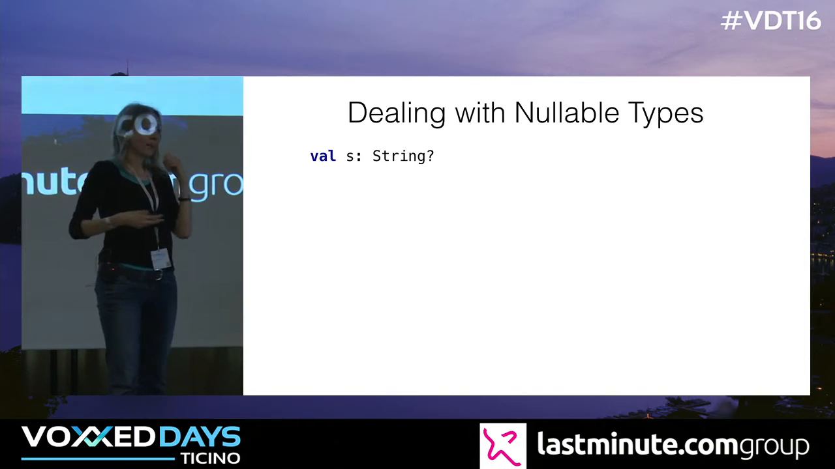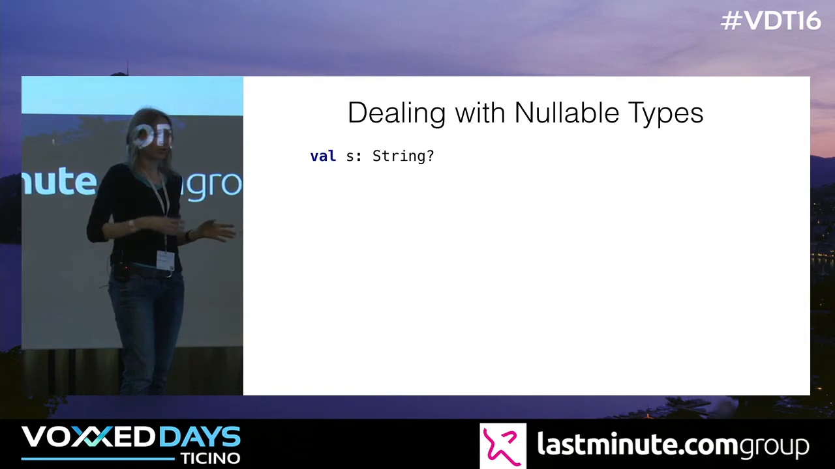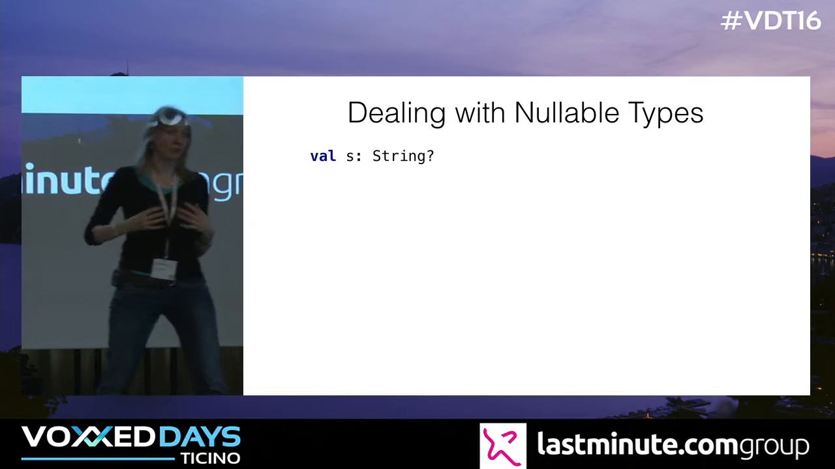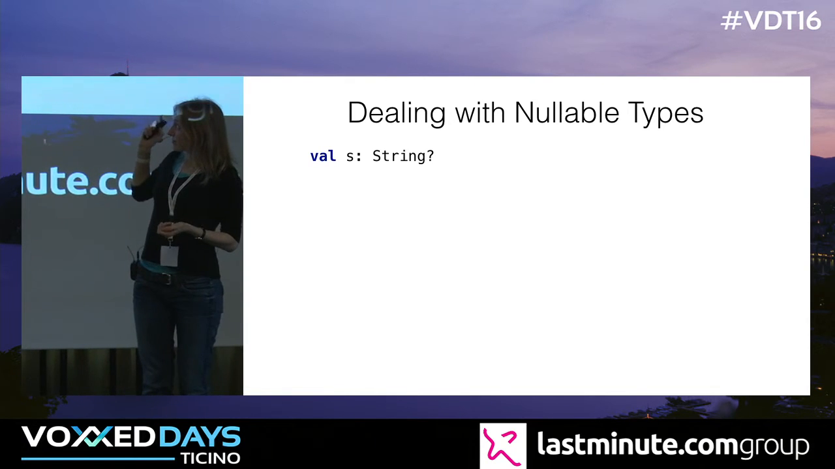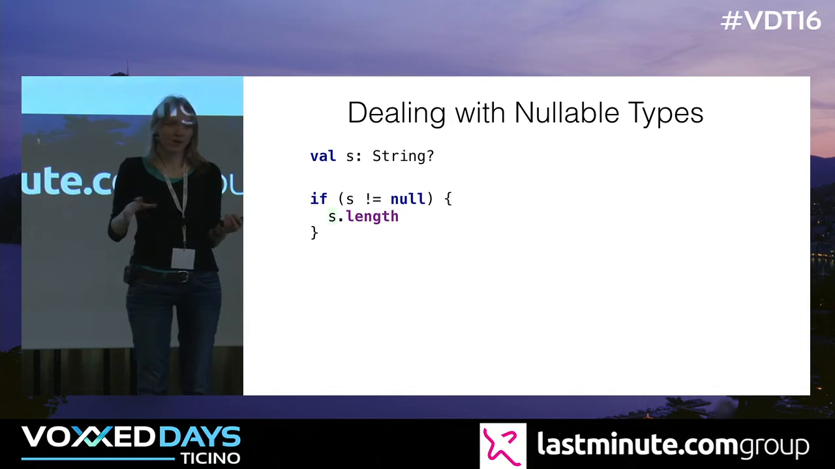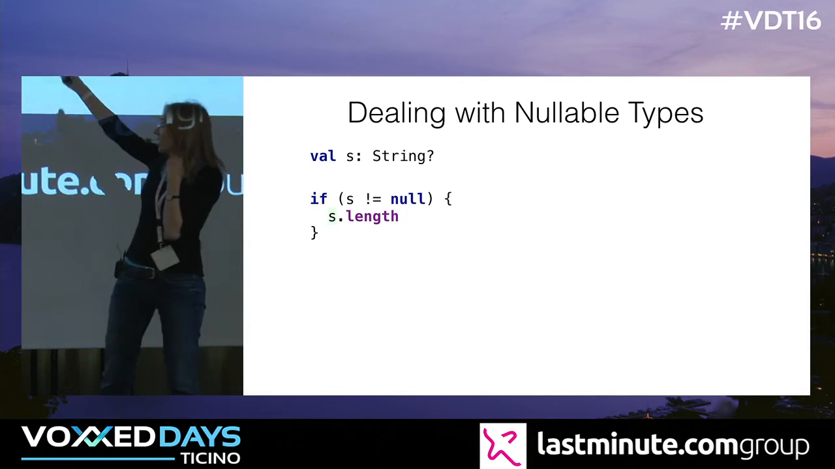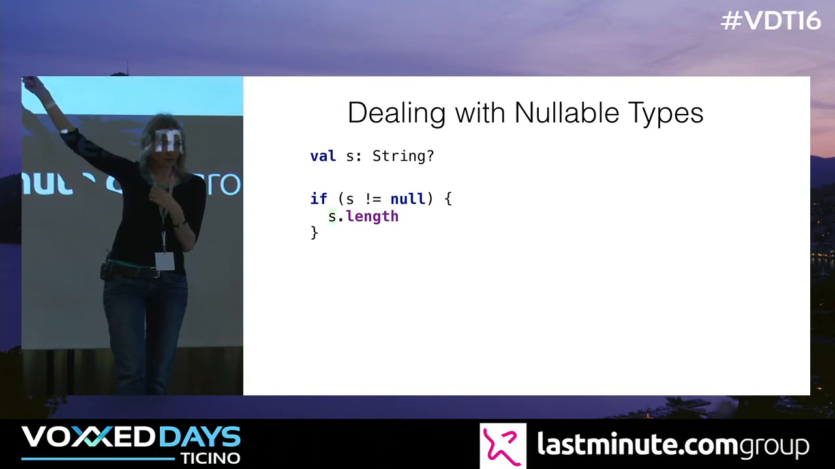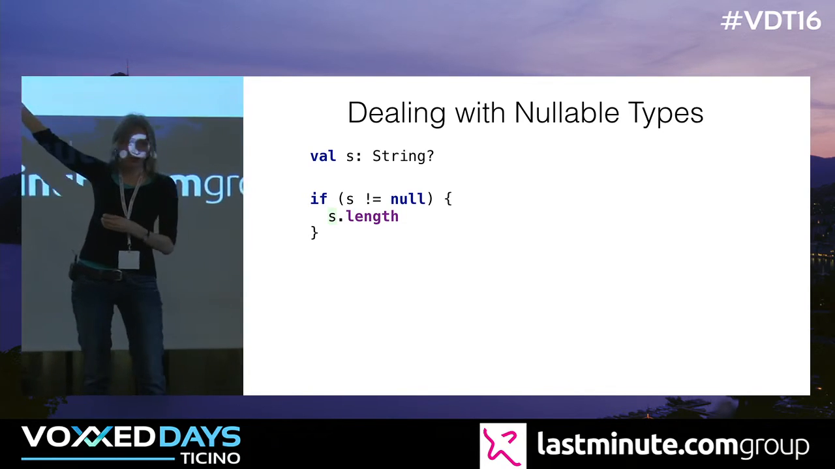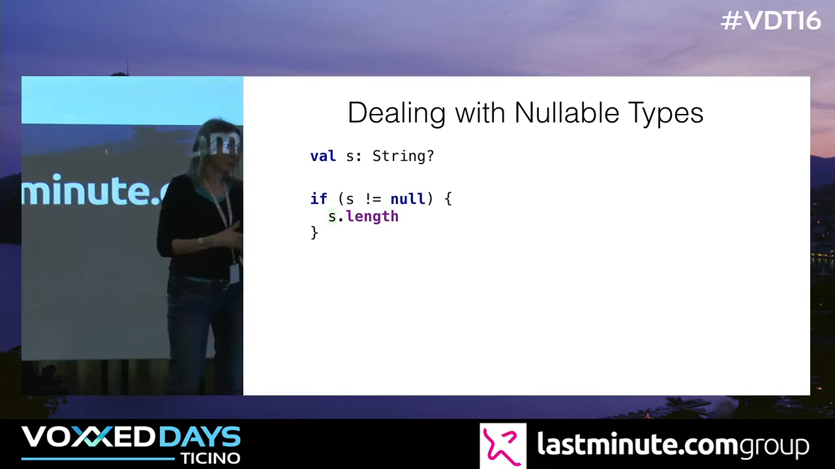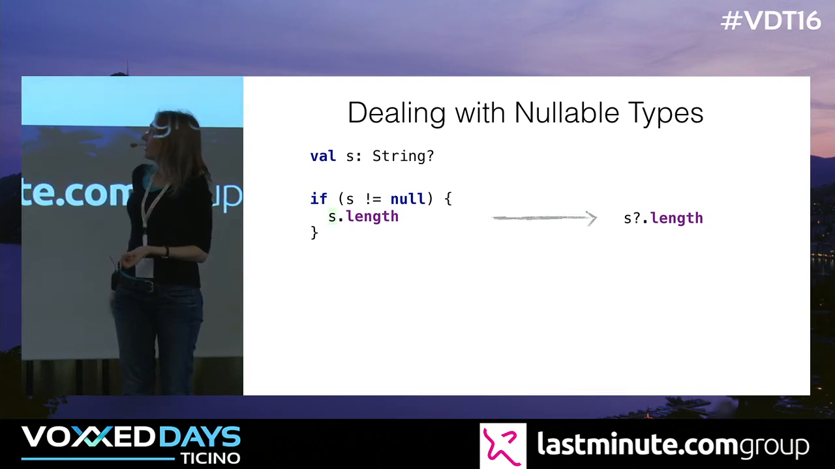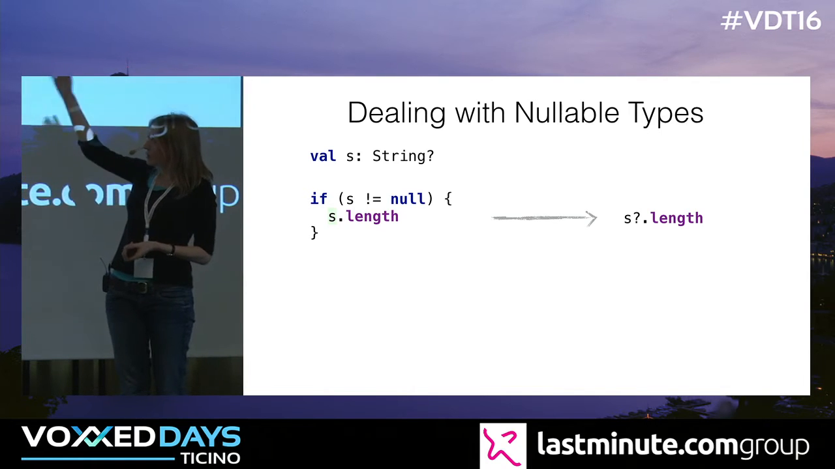And in Kotlin, we have a bunch of useful ways to work with these nullable types. Of course, at first, we can check this variable directly for being not null, and then access it, and the compiler allows us to do that. So after checking, you're free to access it. But we can do better.